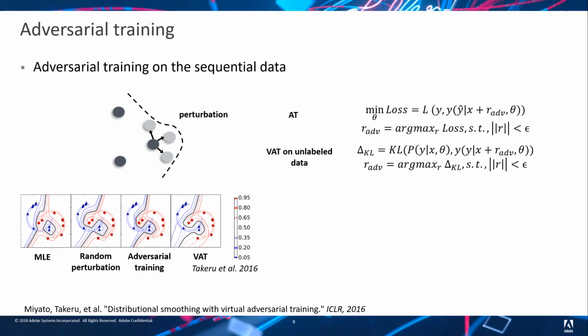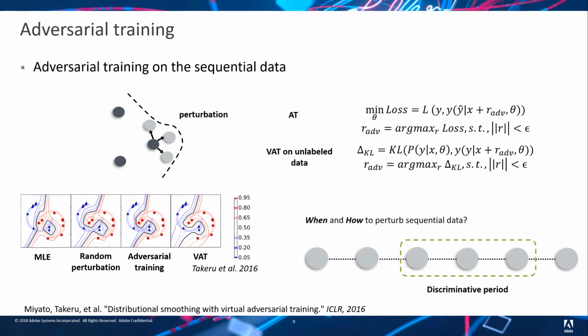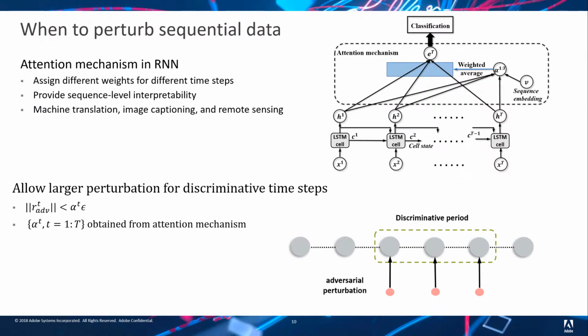Some previous works have shown that this method works really well in practice. But most existing works only focus on static data, but when it comes to the sequential data, we really have to think about when and how to perturb this sequential data. So the first question is when, and our solution is to use attention mechanism in recurrent neural network.